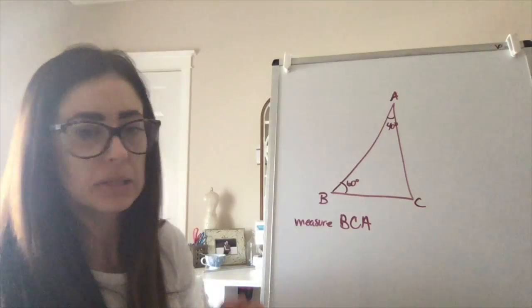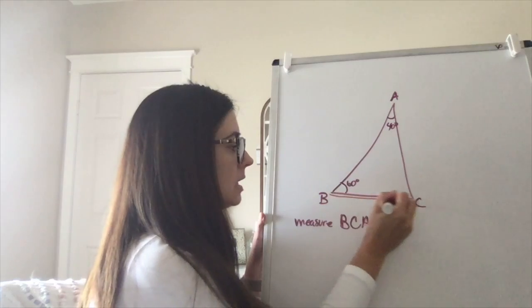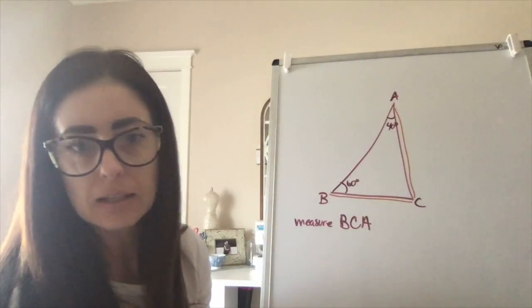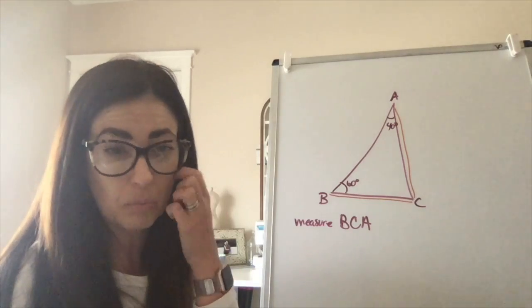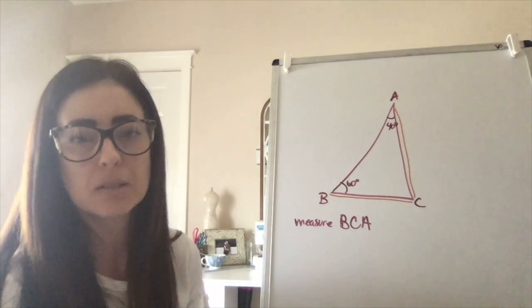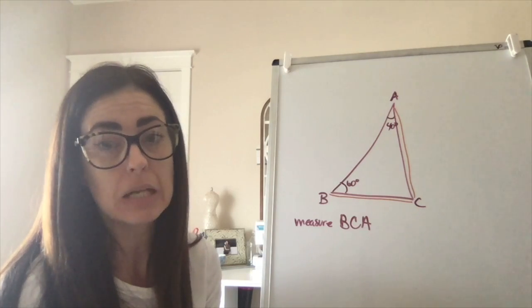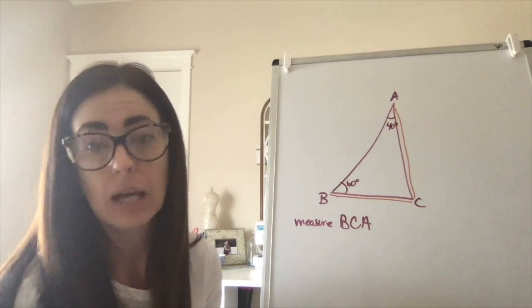Okay, so BCA. I'm going to highlight BCA for us. B to C to A. Remember, the second letter in that set for the angle is going to be where the vertex is. It has to be in the middle. So we could also say ACB, but we can't say BAC because that would be a different angle.